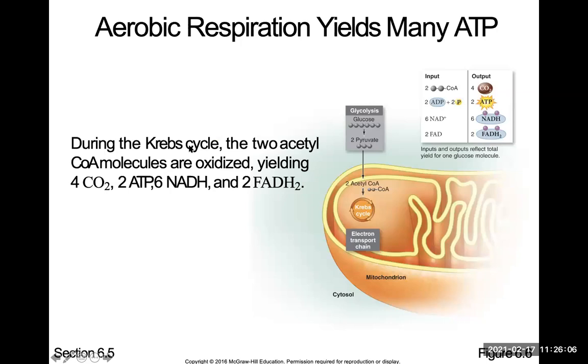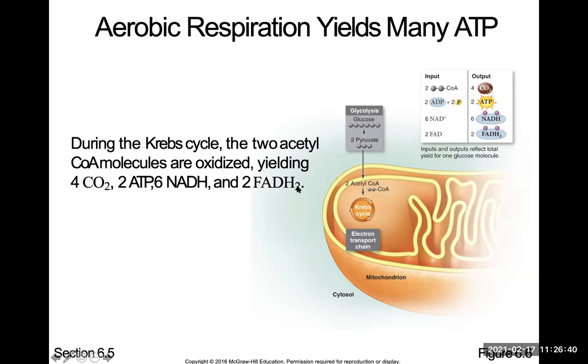So during the Krebs cycle, 2 acetyl-CoA, now again, I'm going to keep repeating this. You have 2 acetyl-CoA because you had 2 pyruvate. The 2 pyruvate came from the glucose. So 2 acetyl-CoA molecules are oxidized. They lose an electron and they turn into 2-carbon molecules. And they yield CO2, 4 CO2, and 2 ATP comes out of the Krebs cycle. NADH comes out, 6, it says 6 total. 3 come out each time. It happens twice, so that's 6.